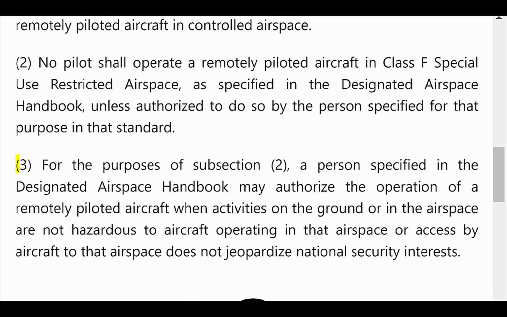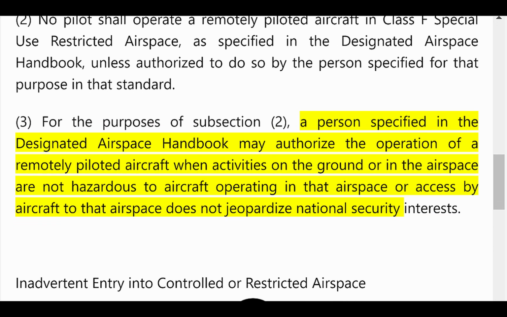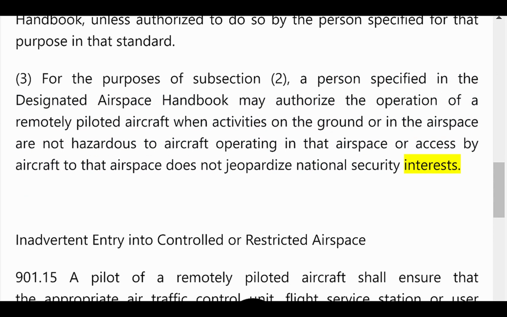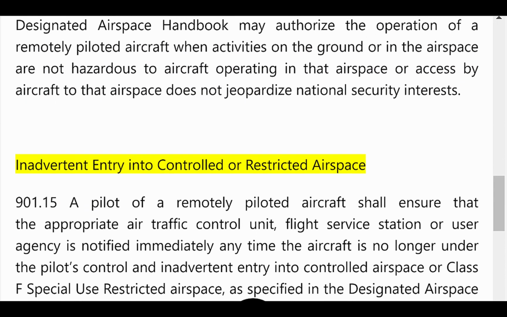3. For the purposes of subsection 2, a person specified in the Designated Airspace Handbook may authorize the operation of a remotely piloted aircraft when activities on the ground or in the airspace are not hazardous to aircraft operating in that airspace or access by aircraft to that airspace does not jeopardize national security interests. Inadvertent entry into controlled or restricted airspace.